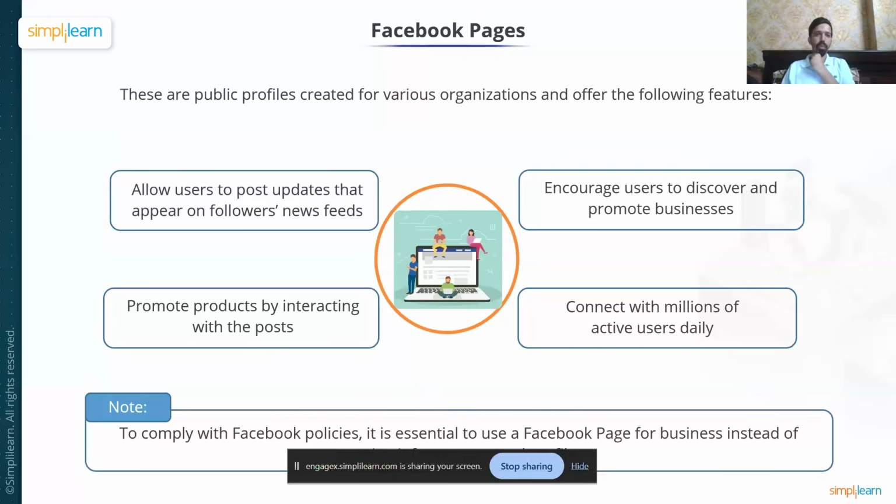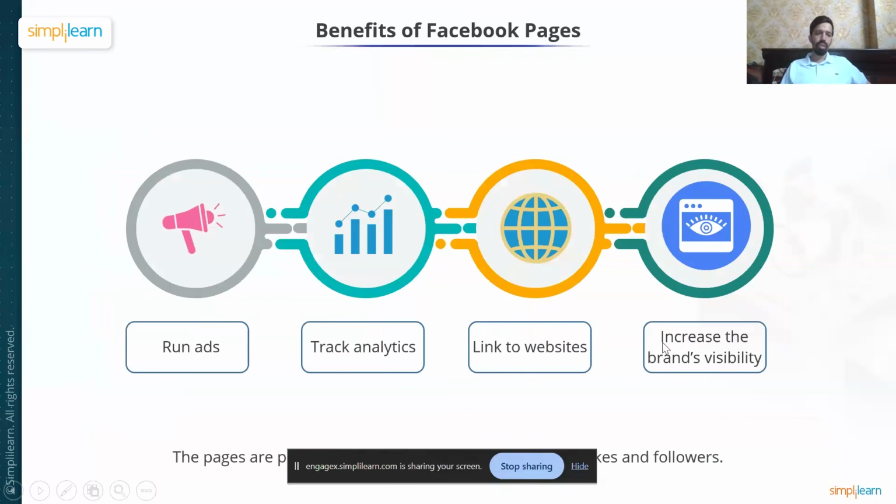Difference between pages and posts: in Facebook, a page allows users to post updates that appear on followers' news feeds. Promote products by interacting with the post. Encourage users to discover and promote products. Businesses connect with millions of active users. Okay, and then what are the advantages of Facebook pages? As I have given you, you can run advertisements, you can see analytics, you can link to websites, you can increase the visibility. So these are some of the advantages.